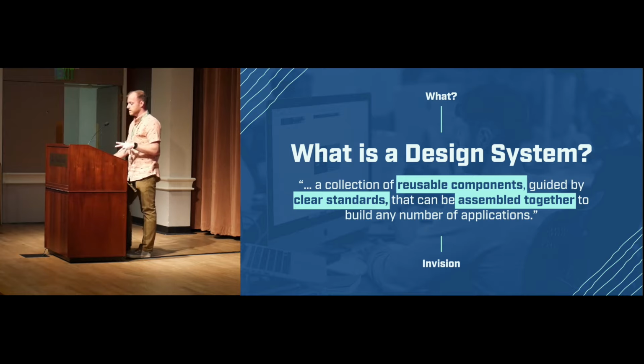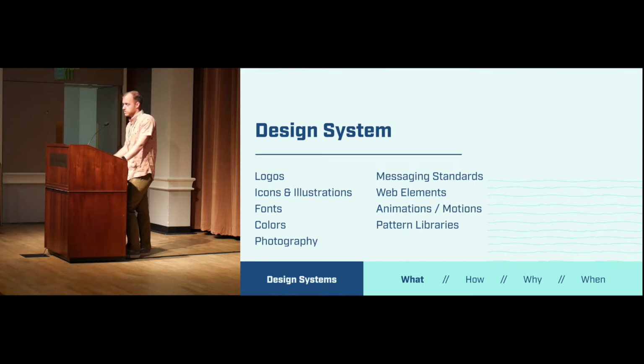So what kind of things go into a design system, these reusable components? Depending on what kind of project you're working on, whether it's analog or digital, it can contain any number of things. But these are generally the things you'll find in a design system. Much like a brand guidelines PDF, you're going to have logo marks, icons and illustrations, fonts, colors, photography or photography guidelines. You might have messaging standards around your brand's voice or your product's voice. You might have some web elements, animations or motion guidelines, and pattern libraries.